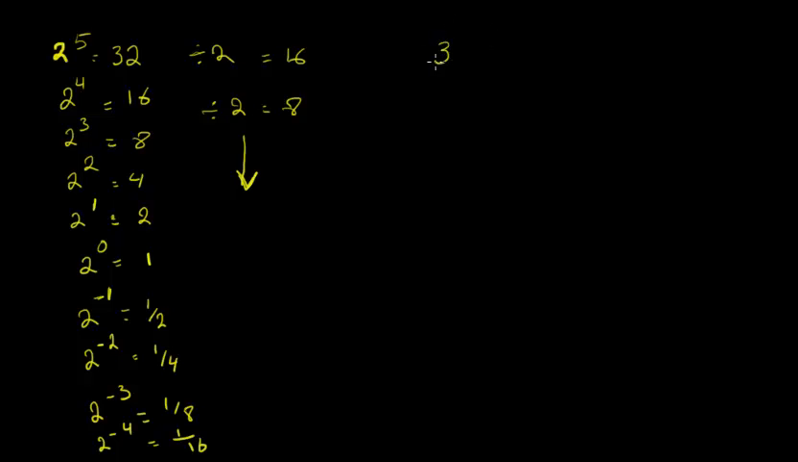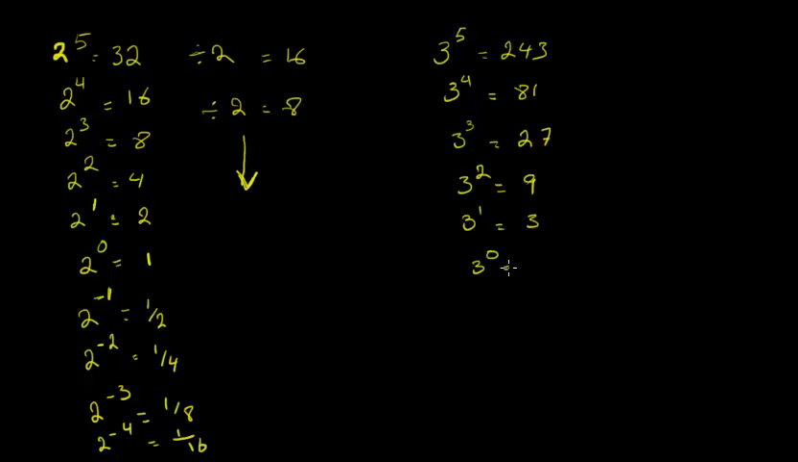Let's say we have 3 to the 5th power, which is 243, and then we have 3 to the 4th power, and it's going to be 81. 3 to the 3rd power is 27. 3 to the 2nd power is 9. 3 to the 1st power is 3. 3 to the 0 power, as we know, is 1. So we continue this pattern.